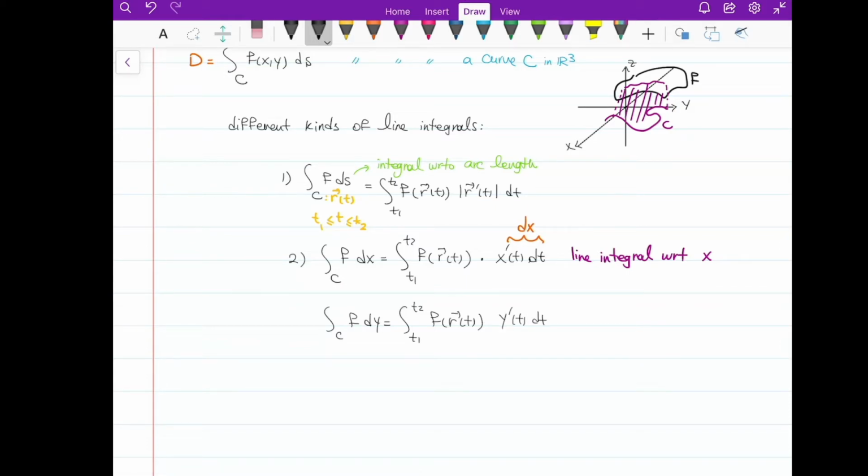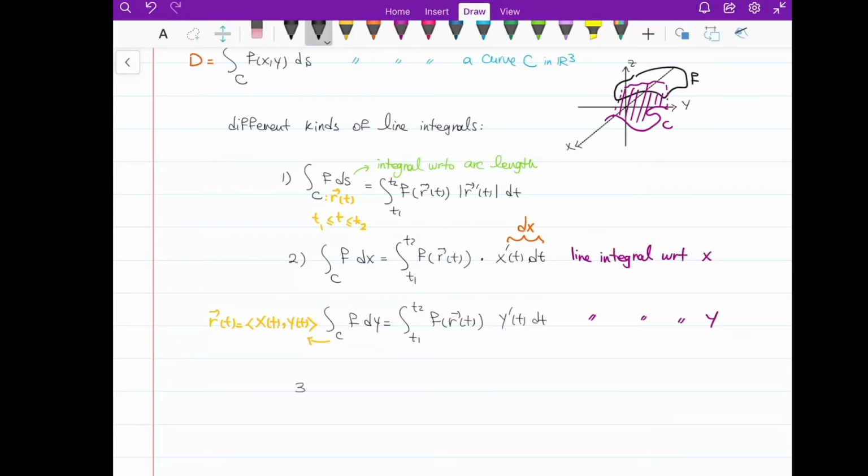What are x of t, y of t? So these are basically my parameterization. If my parameterization r of t of the curve has the coordinates x of t and y of t, then I plug this parameterization into f, and then I have the derivative of these two. This is the line integral with respect to y.